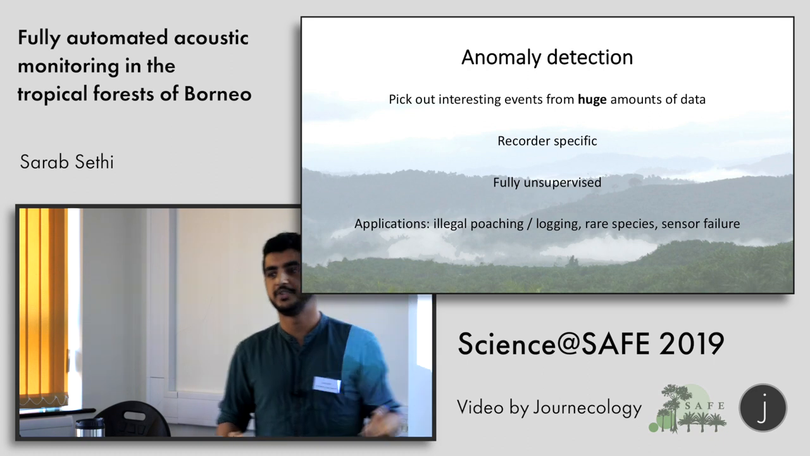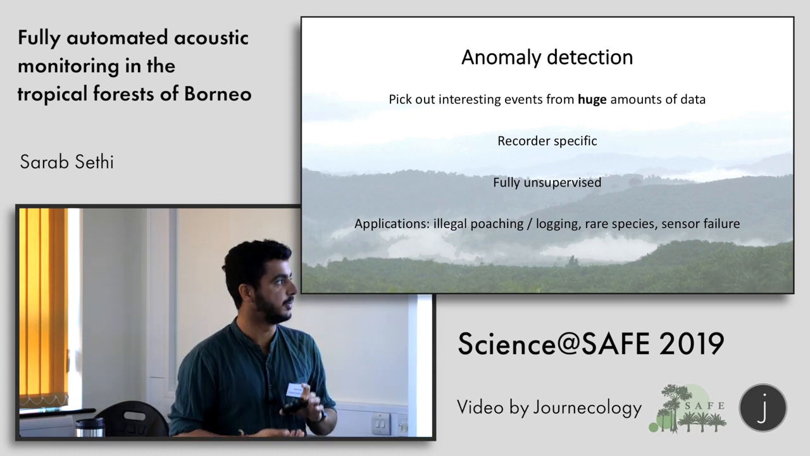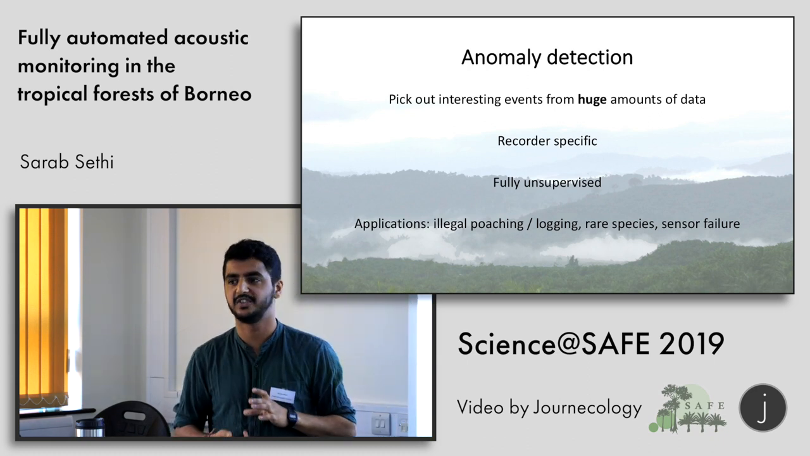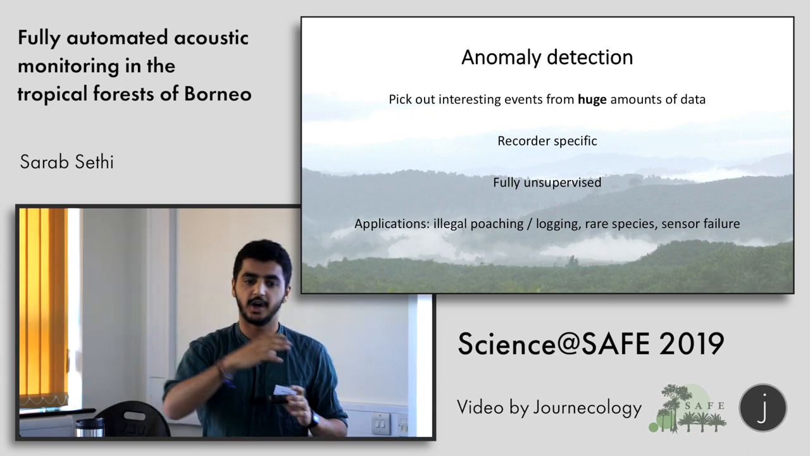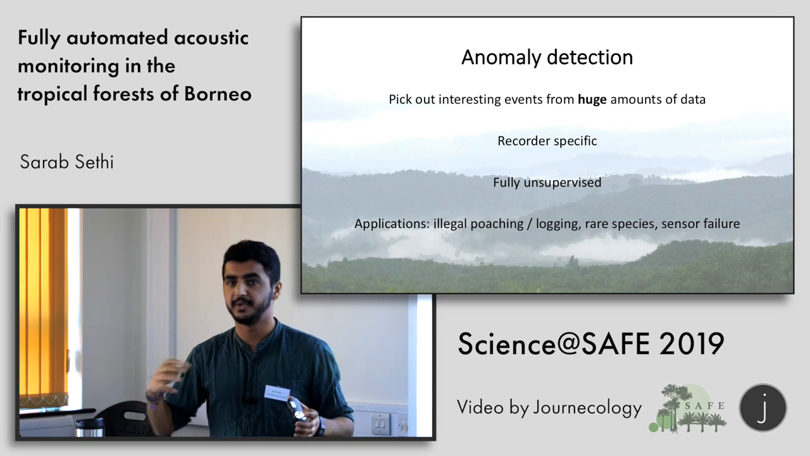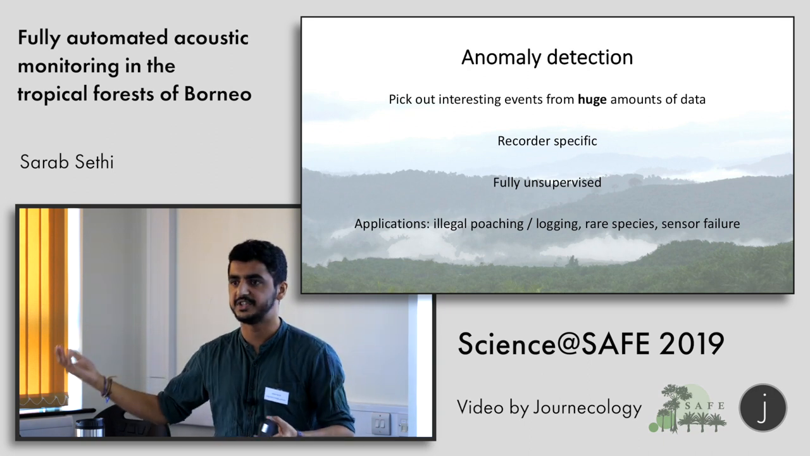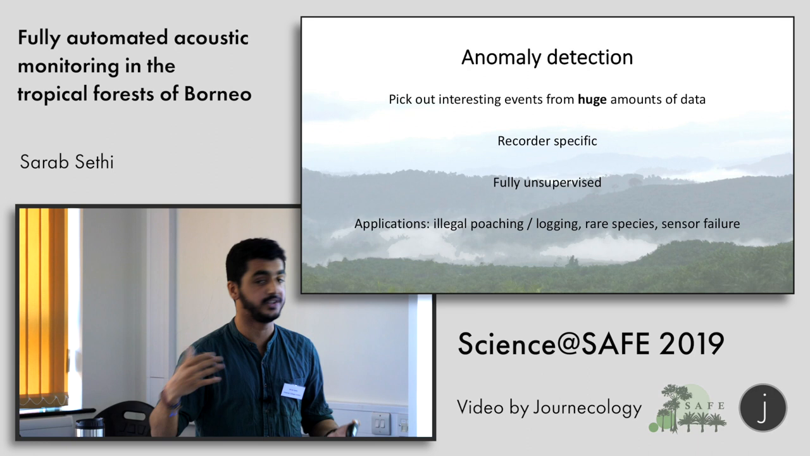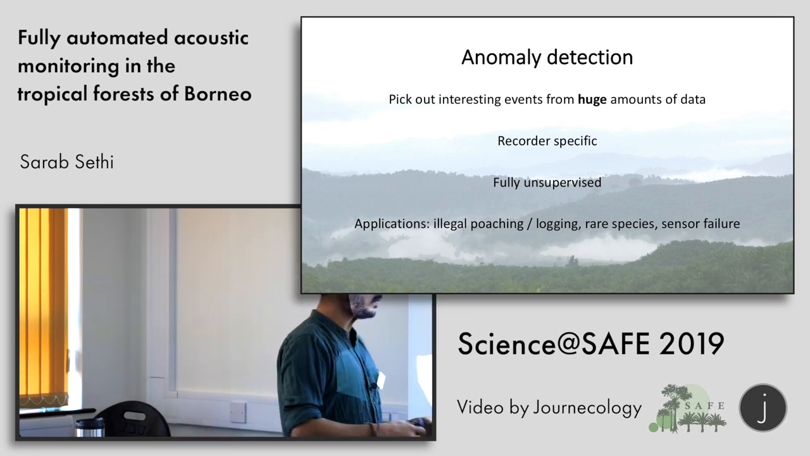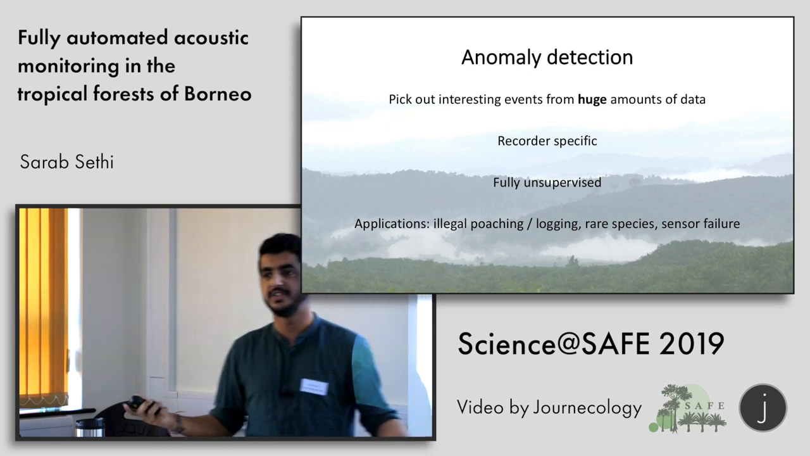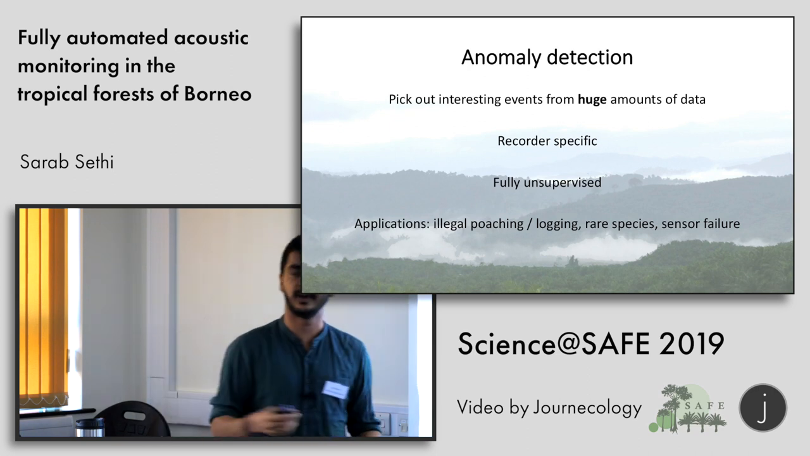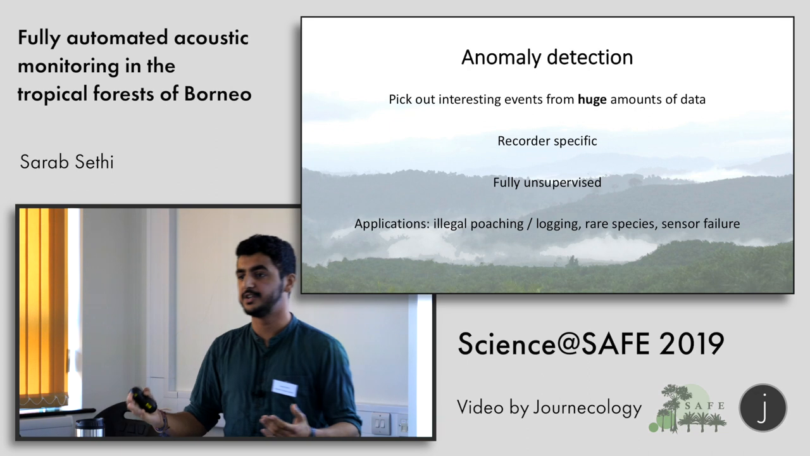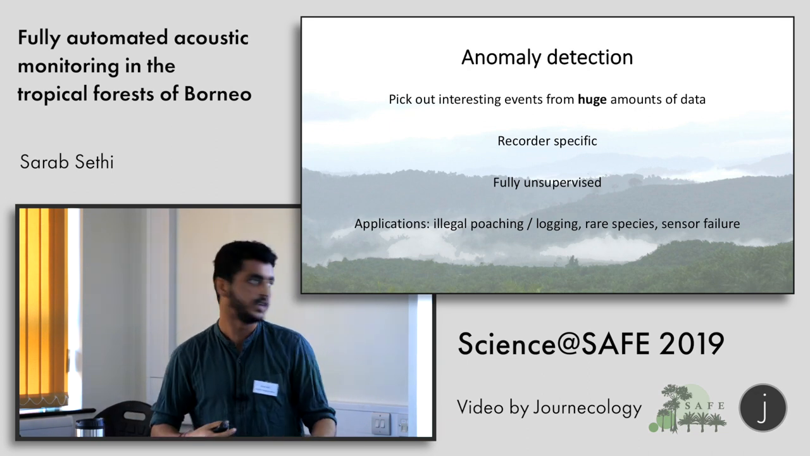Really what it boils down to is an anomaly detection kind of problem, and we want it to be recorder specific. So say I've got a recorder in oil palm near a road. A car moving by isn't a weird sound, but in the middle of, say, VJR, if there's a car moving by quite close, you know, that's important. Fully unsupervised, again because it makes the whole pipeline a lot more scalable and lets the data do the talking, rather than having to do something new every time you make a new recorder.